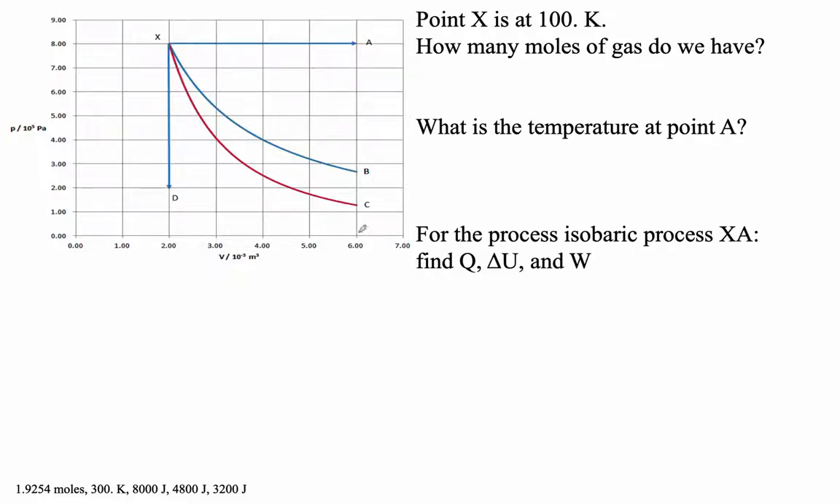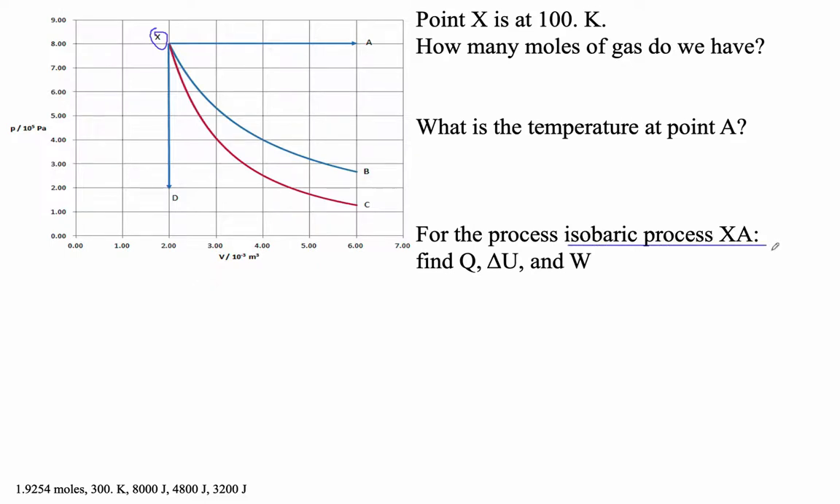Okay, let's look at this. Basically, we're going to just do a series of processes, right? There's an isobaric process, isochoric, this one is isothermal, this one is adiabatic. Okay, but the first one here is the isobaric process, right?